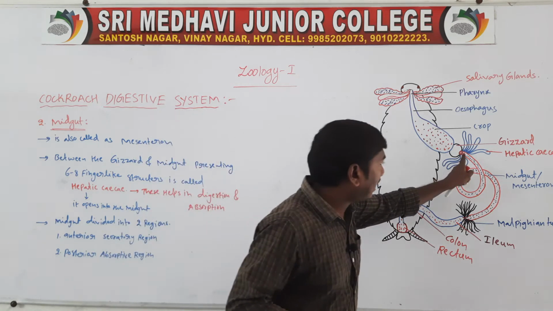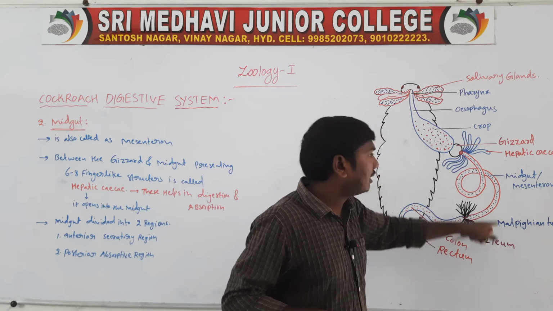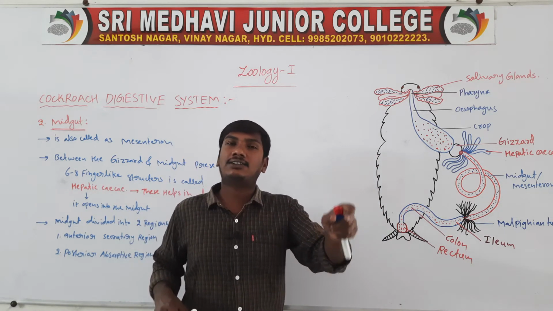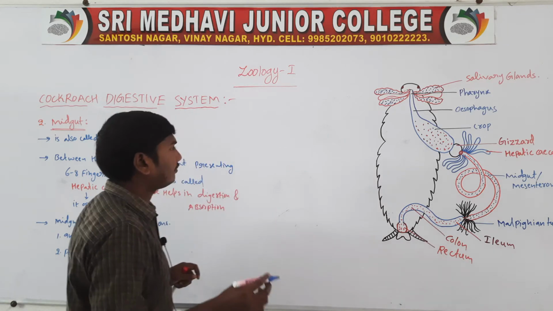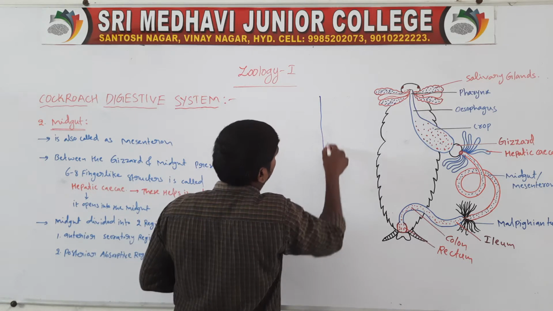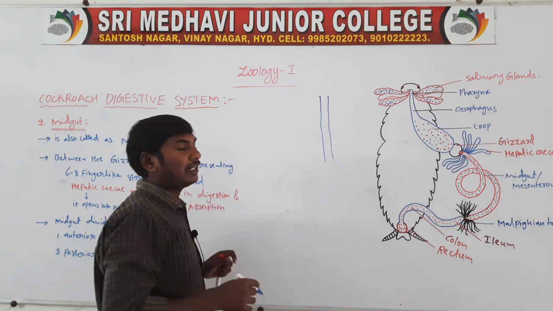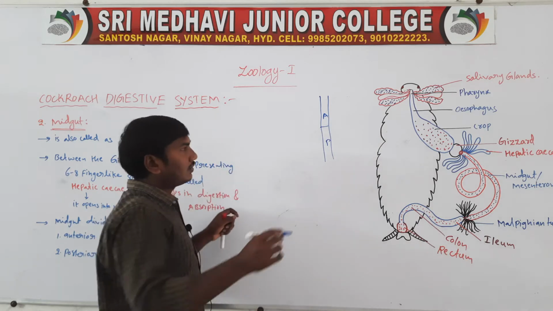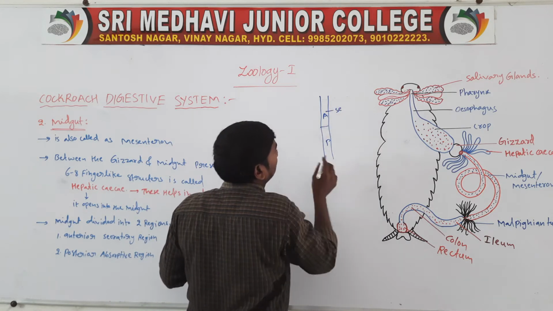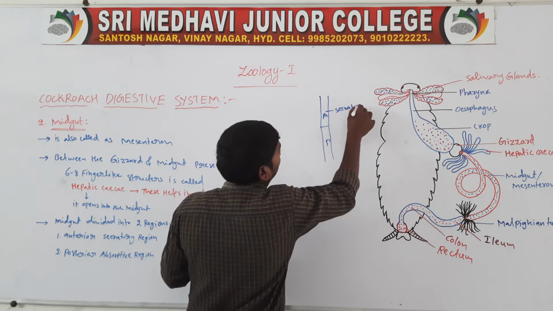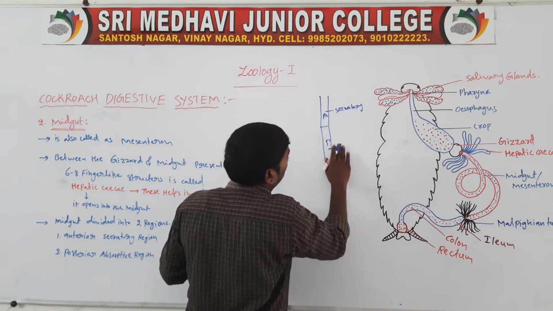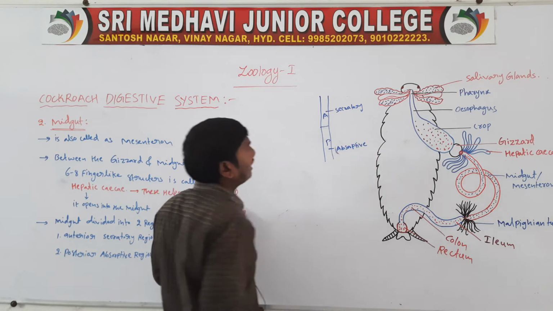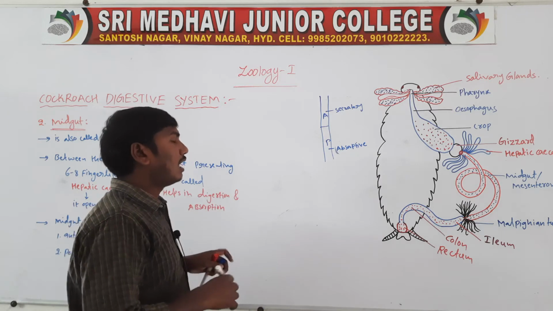So these are the midgut. The midgut is also called the mesenteron, or ventriculus. The midgut is divided into two regions: the anterior region, called the secretory region, and the posterior region, called the absorptive region. Anterior secretory region, posterior absorptive region.